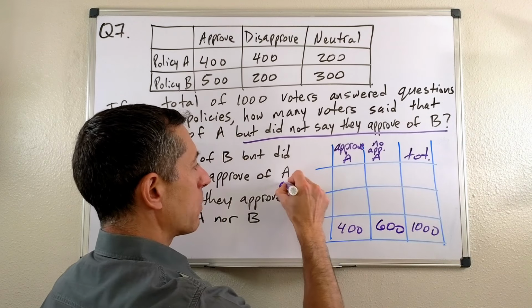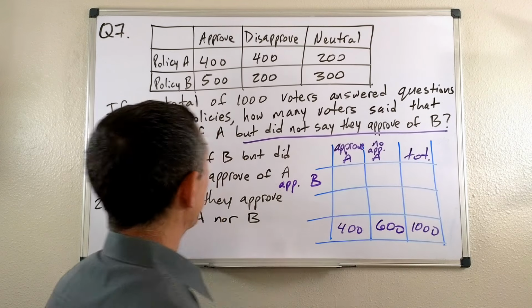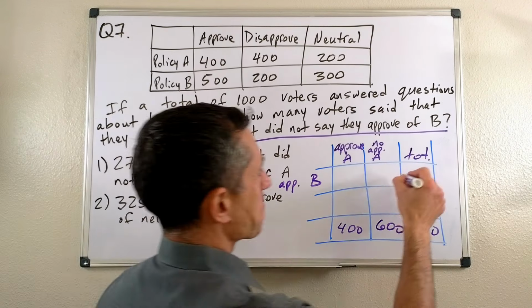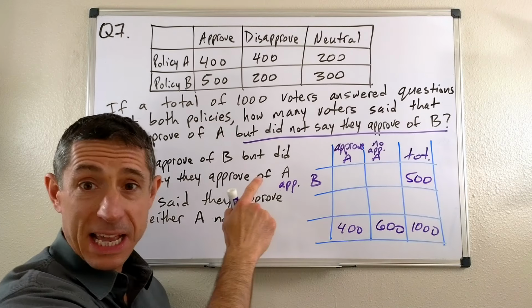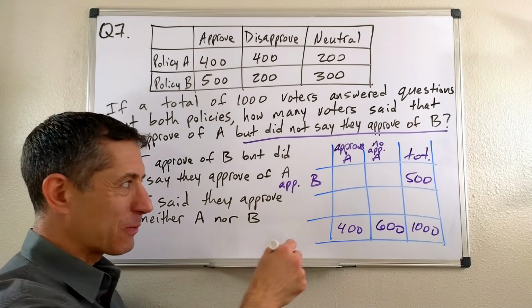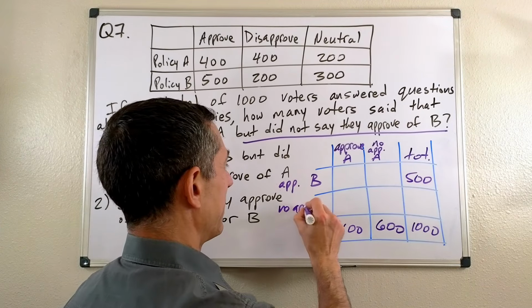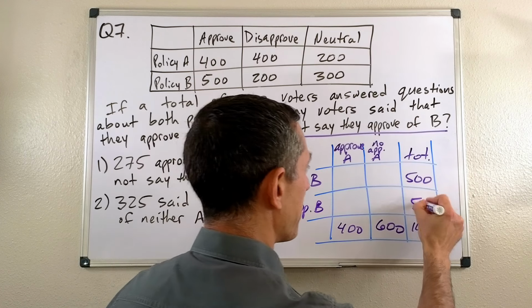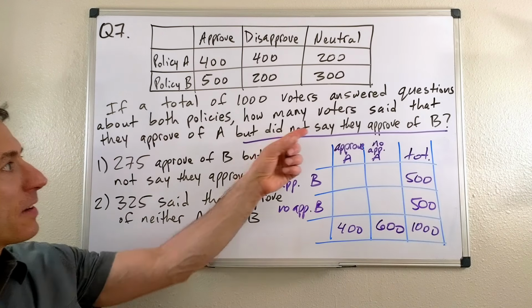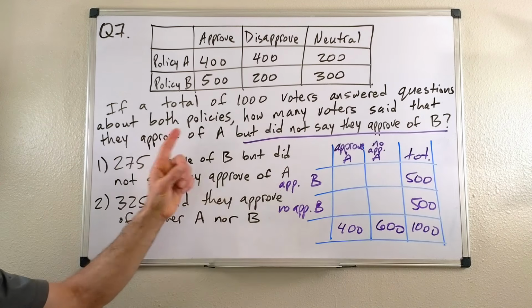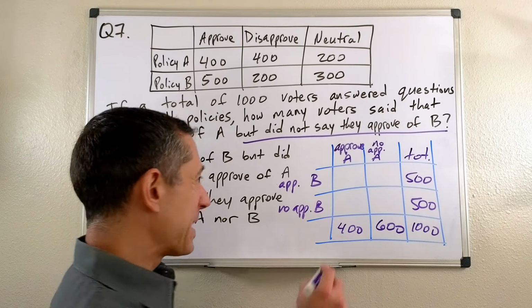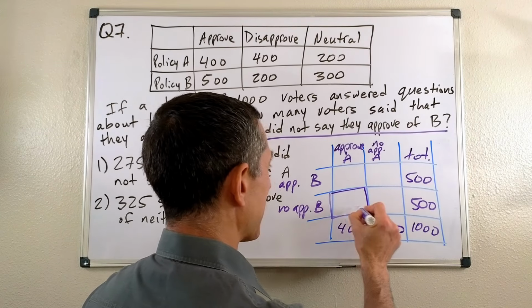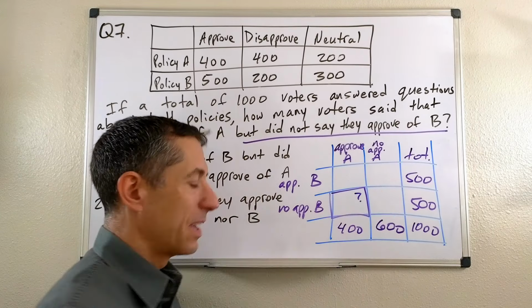Same idea with policy B. How many say that they approved of B? It's going to be 500. And how many did not say they approved of B? That's also going to be 500. Okay, cool. What are we being asked for? How many voters said that they approve of A but did not say they approve of B? So that's going to be this one right here. This is what we're looking for.